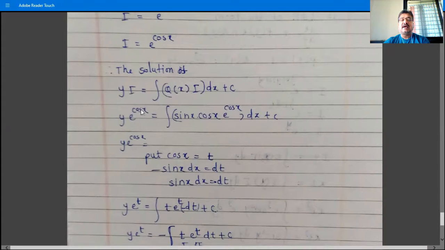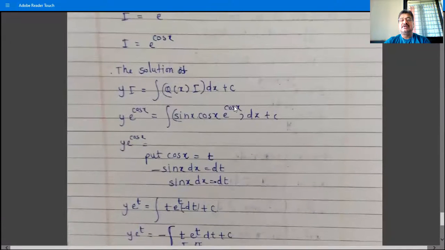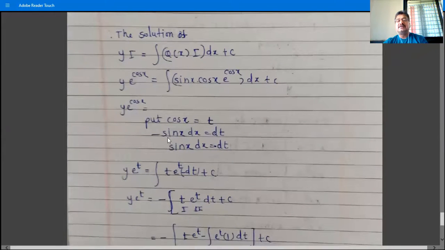So substitute I as e raised to cos x, Q(x) as sin x into cos x, e raised to cos x dx plus constant. And then we have to solve this integration by using substitution. So put cos x is equal to t, and therefore its derivative, minus sin x dx, is dt, means sin x dx is minus dt. So substitute. So y e raised to cos x, don't substitute in the LHS, cos x is equal to t.